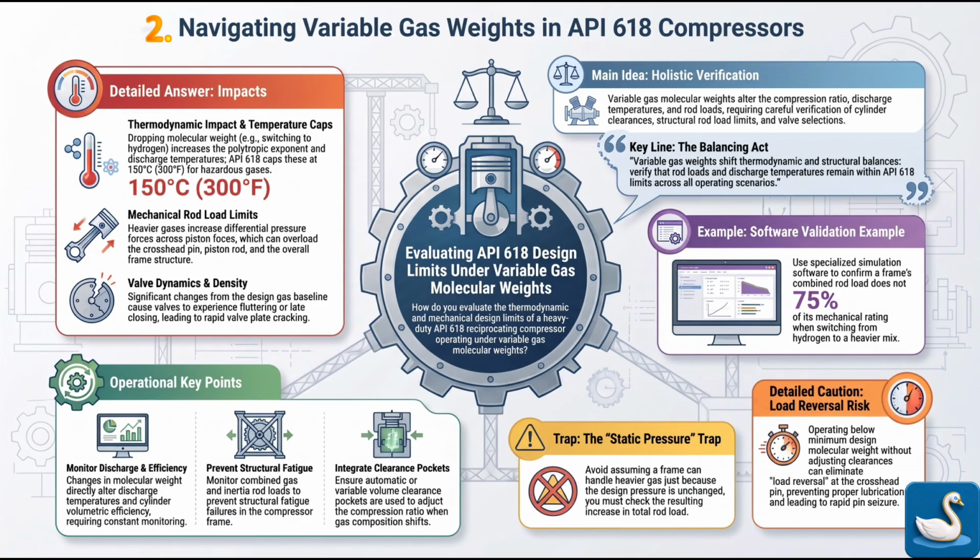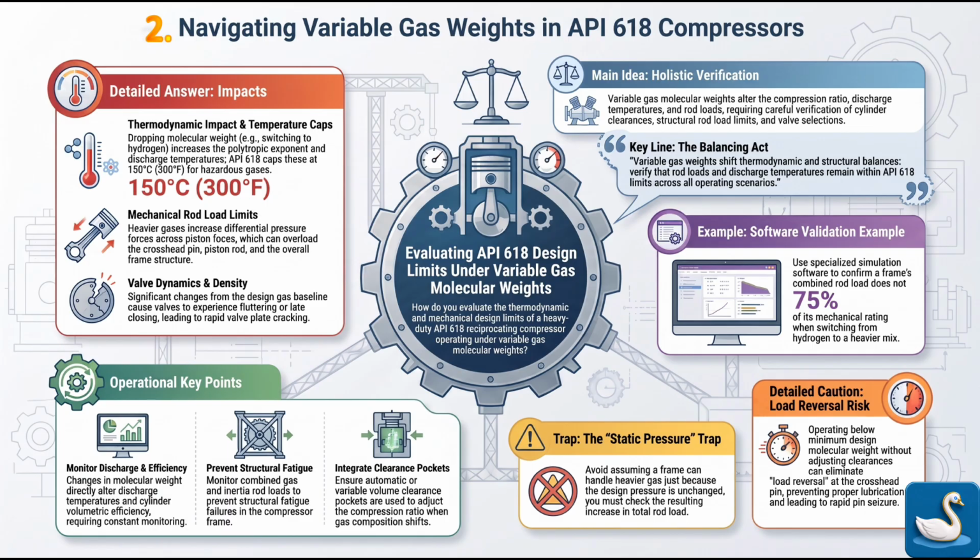Variable gas weights shift thermodynamic and structural balances. Verify that rod loads and discharge temperatures remain within API 618 limits across all operating scenarios. So it's not the final pressure itself. It's the sheer physical resistance of the gas pushing back against the piston to get to that pressure. You've got it. How do you practically verify that in an engineering environment before a gas switch is authorized?